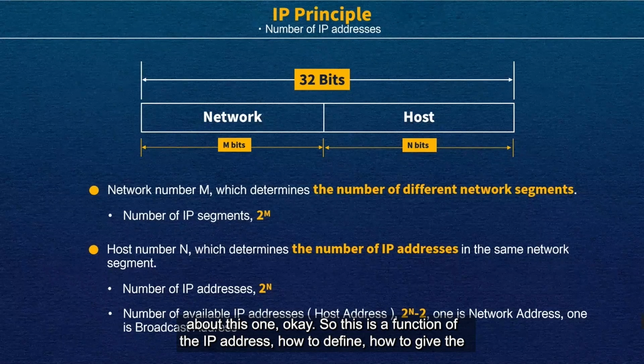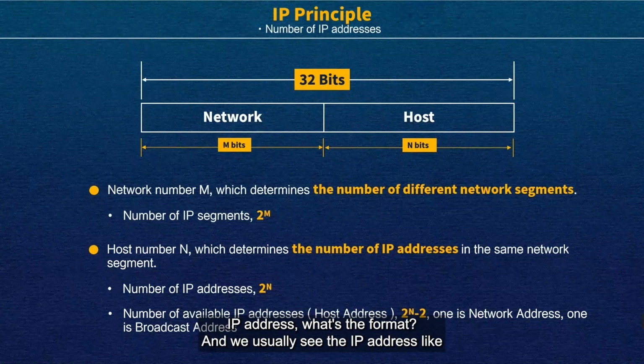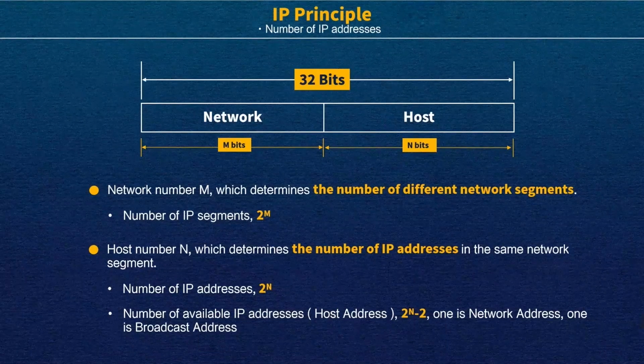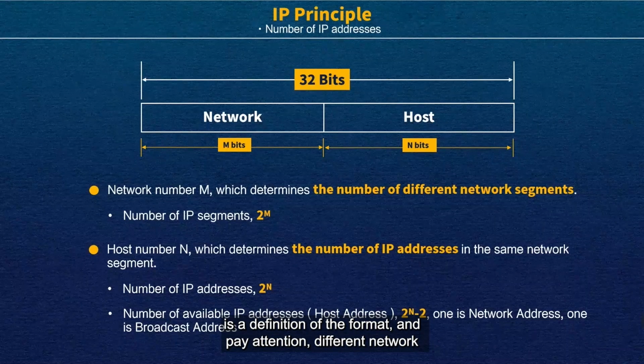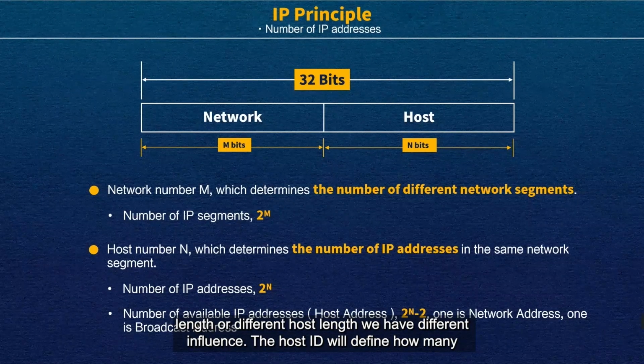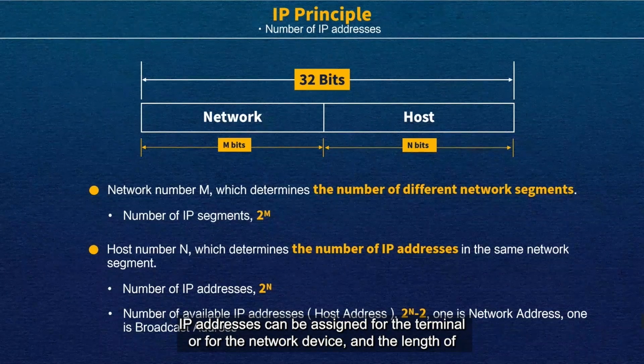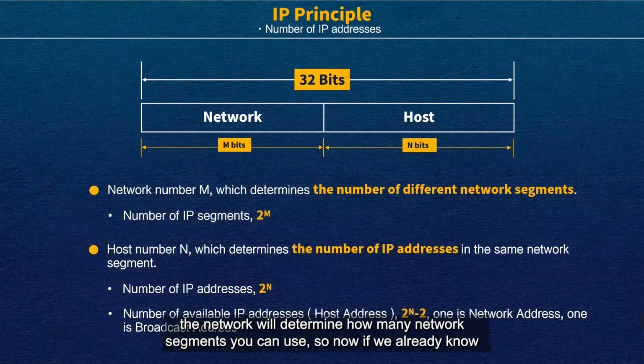Okay, so this is the function of the IP address, how to define, how to give the IP address, what's the format, right? And we usually see the IP address like 192.168.1.1 or maybe 10.1.1.1, something like this. That's because this is the definition of the format. And pay attention, different network lengths or different host lengths will have different influence. The host ID will define how many IP addresses can be assigned for the terminal or for the network device. And the length of the network will determine how many network segments you can use.